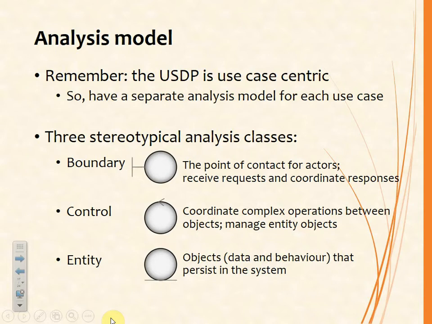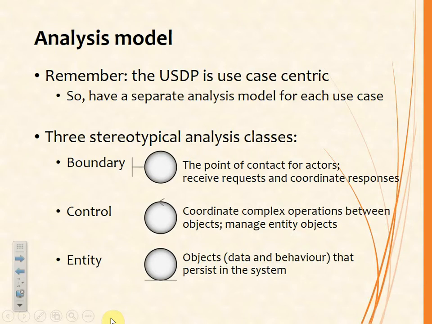A boundary analysis class is a circle with that T on the side, and an actor can only interact with a boundary class. That's why it's called a boundary class, because it sits at the boundary of the system and is the point of reference for an actor. The actor will send its requests to that boundary class and will get responses from that boundary class.